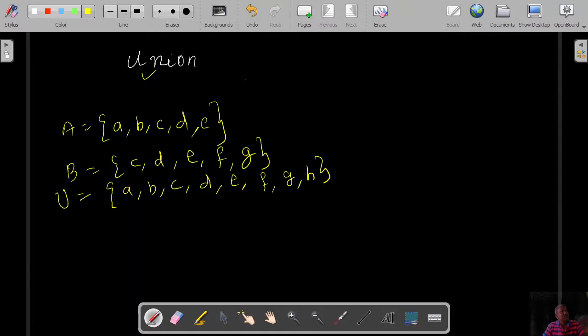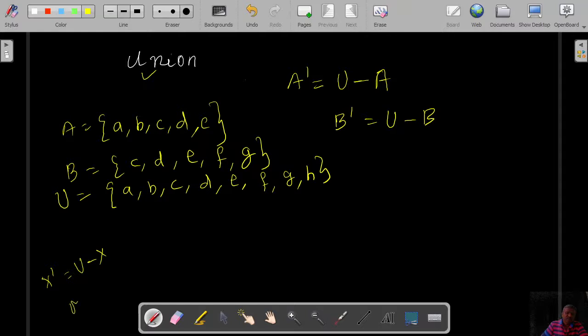Now they have asked us one more thing, the complement of a set. Suppose you take A dash. What is A dash? From the universal set, other than this set, whatever is there. Similarly, what is B dash? U minus B. Similarly, in some other problem they may ask you what is X dash. So U minus X. Somebody will ask you what is M dash. U minus M. So from the universal set you remove that set. That is called the complement.